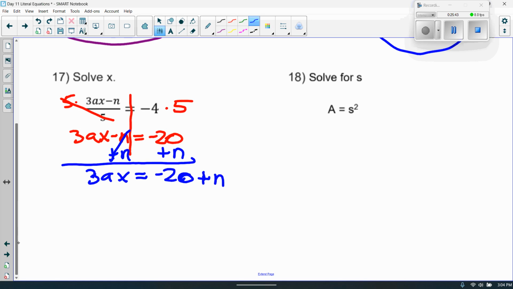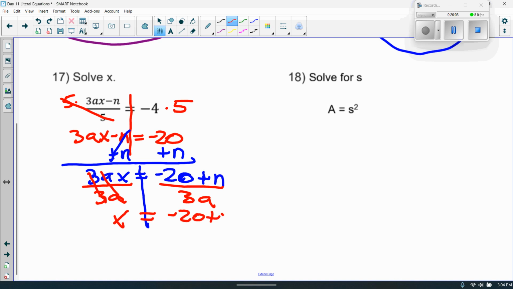Now that we moved the n, there's nothing else but the pack: the 3, the a, and the x. Now it's time to attack it. We want to get rid of the 3 and the a. Since they're all attached to each other, that's multiplying. So let's divide by 3a. Goodbye 3, goodbye a. x equals negative 20 plus n over 3a.